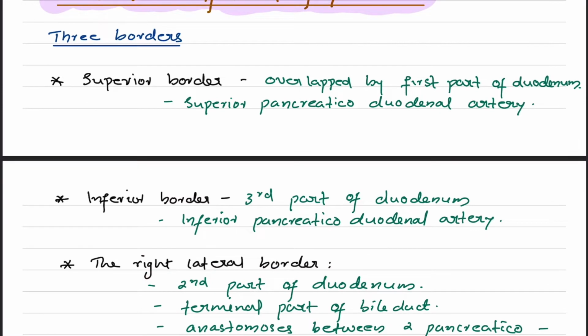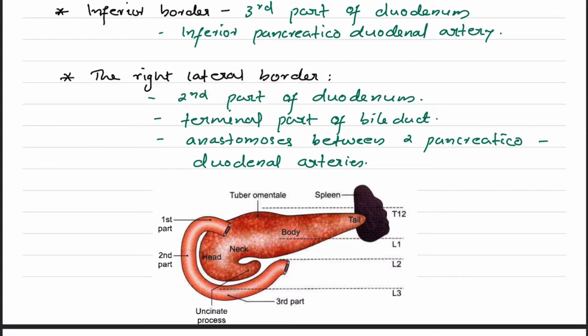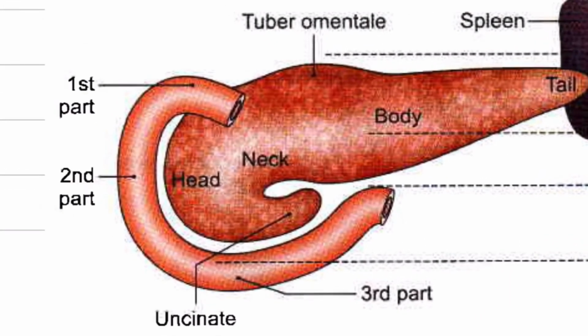The superior border, which is overlapped by the first part of duodenum, and it also has the superior pancreatico-duodenal artery. The inferior border has the third part of duodenum and the inferior pancreatico-duodenal artery. The right lateral border has the second part of duodenum, the terminal part of bile duct, and the anastomosis between the 2 pancreatico-duodenal arteries. See, this is our superior border, this is our inferior border, this is our right lateral border.